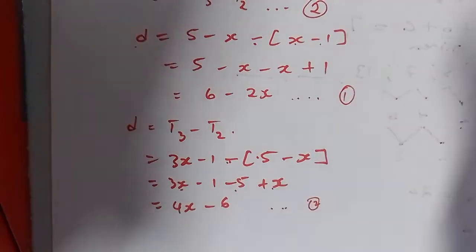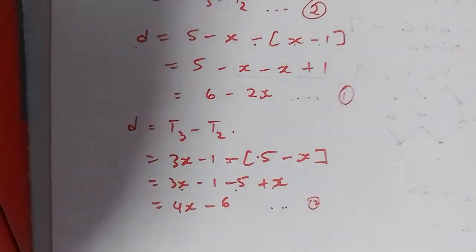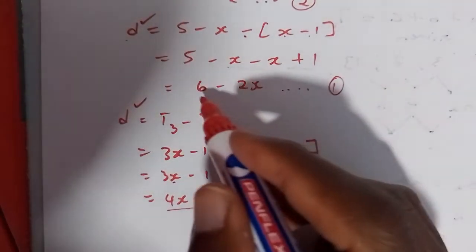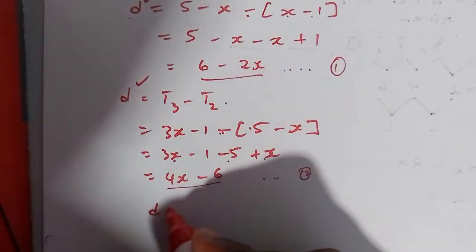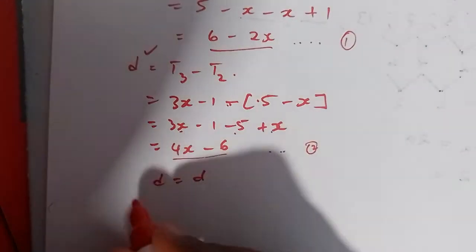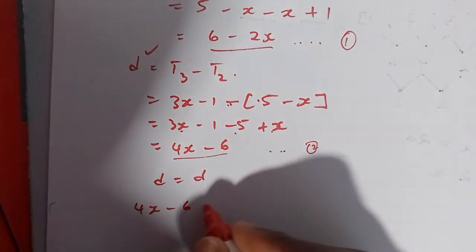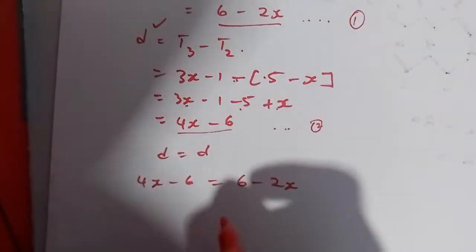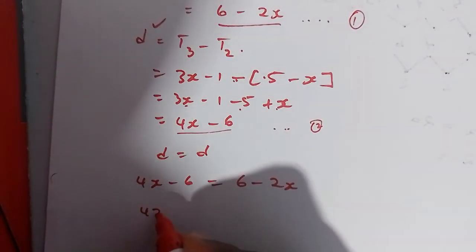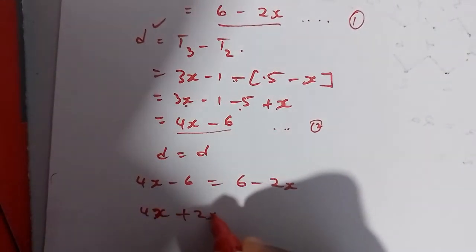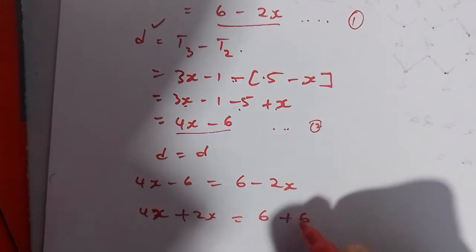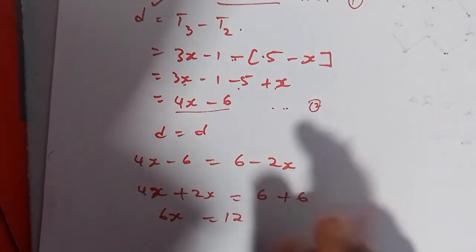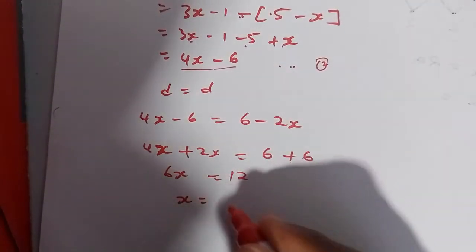But I can just equate the equations. I can just equate both the equations because I have the value of D. I can say this equation equals that equation, right? Equate D is equal to D, right? I'm going to have 4X minus 6 is equal to 6 minus 2X. There. Then group the like terms. 4X plus 2X is equal to 6 plus 6. This will give me 6X is equal to 12. Right? Then X is equal to 2.